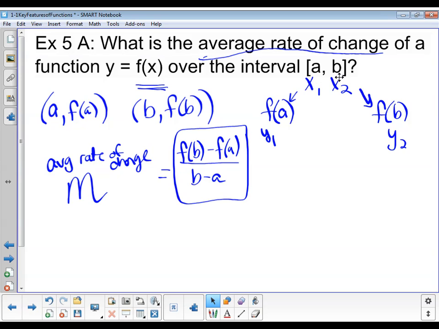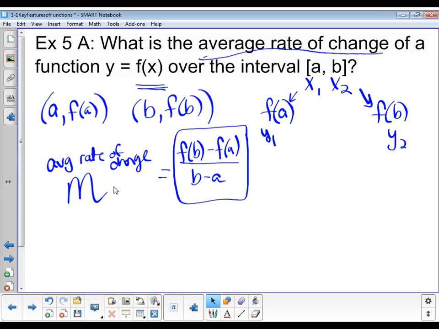So to find the y values for each of these x's, we would plug this in. So if my x1 is a, I would plug the a into the function, which means my y1 is f of a. If my b is x2, to find my y2, I would take the b and plug it in, and I would get f of b. So that would be my y2. So our two ordered pairs are over here. I have a, f of a, and b, f of b.